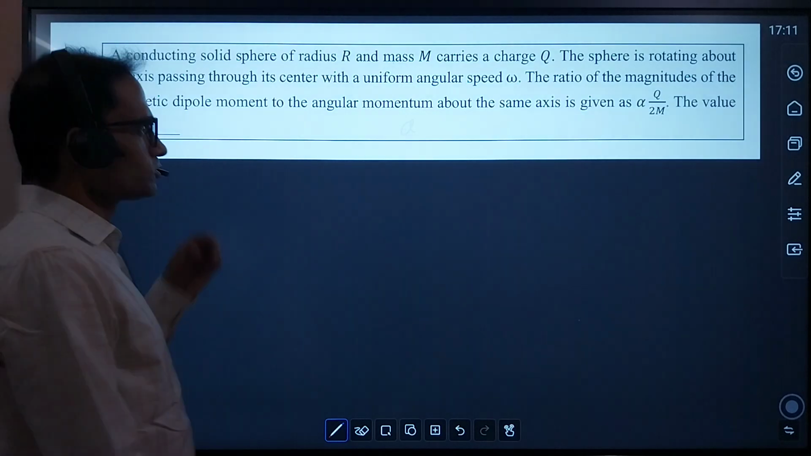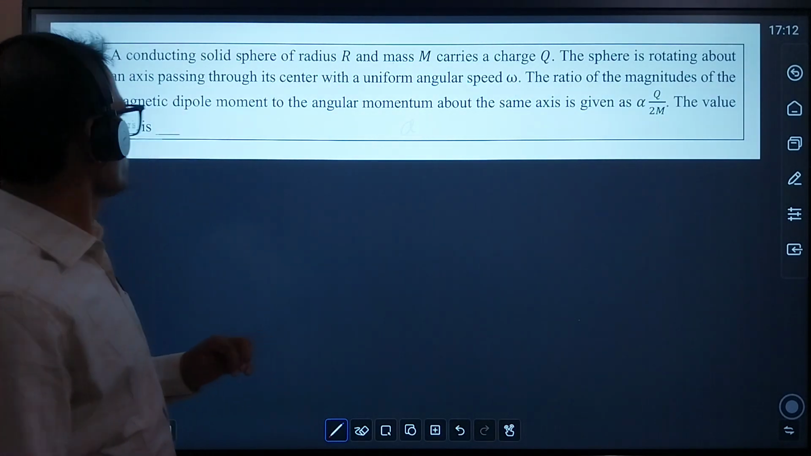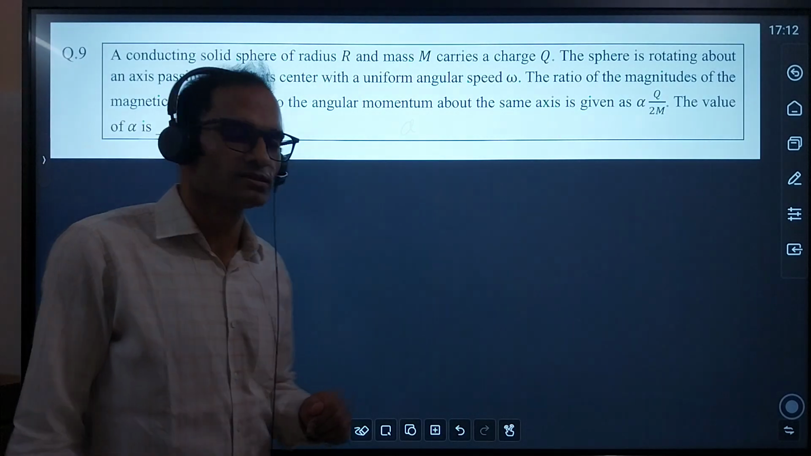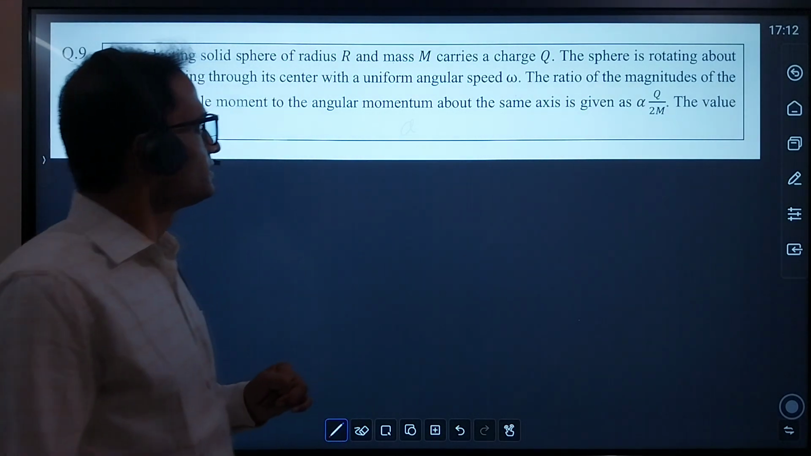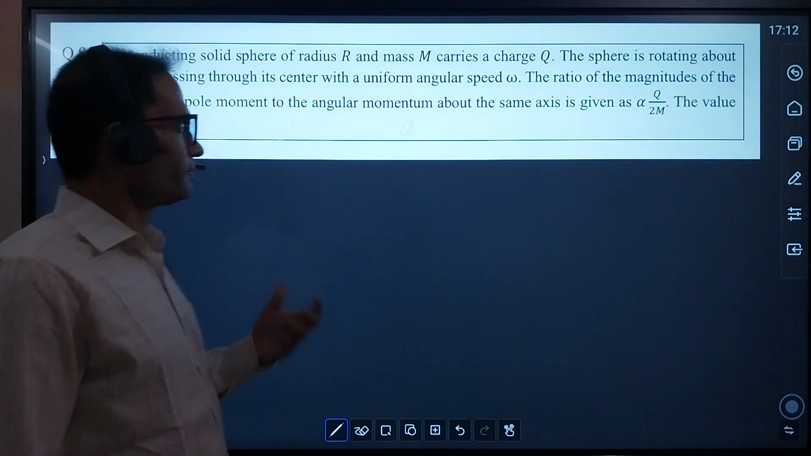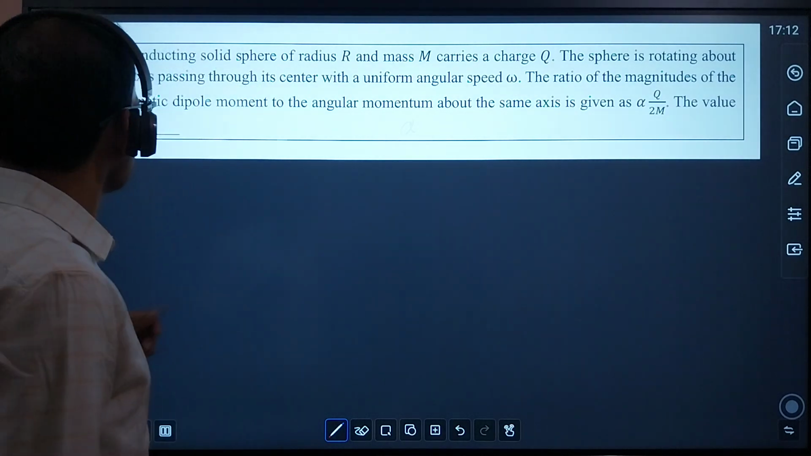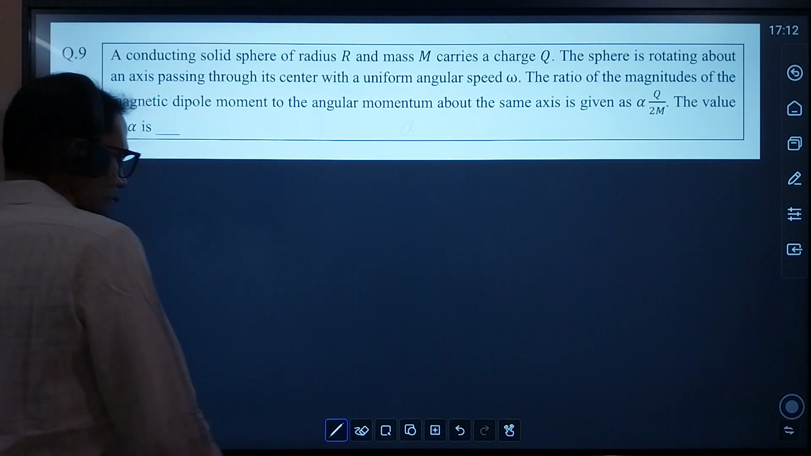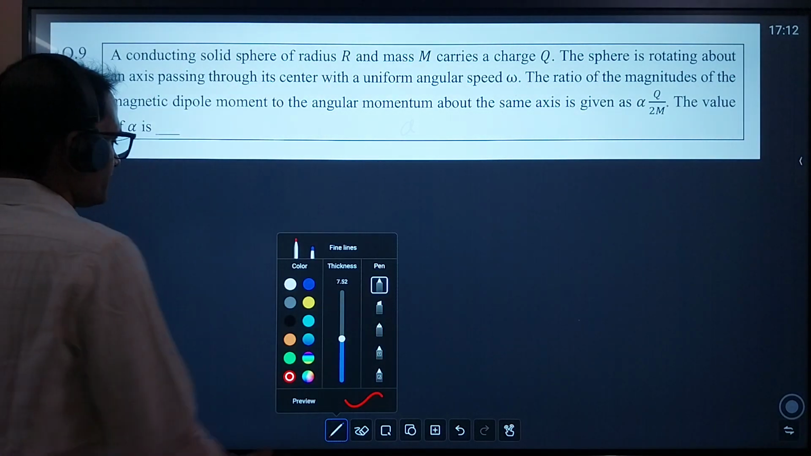Okay, so we are going to do numerical type questions of this year's advanced paper. This is paper 2. So let us see question number 9. What is given here?